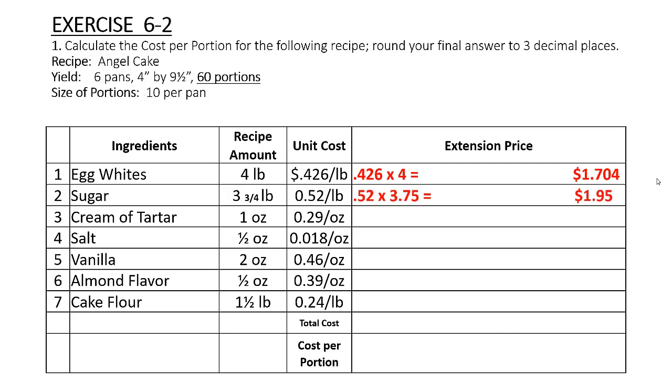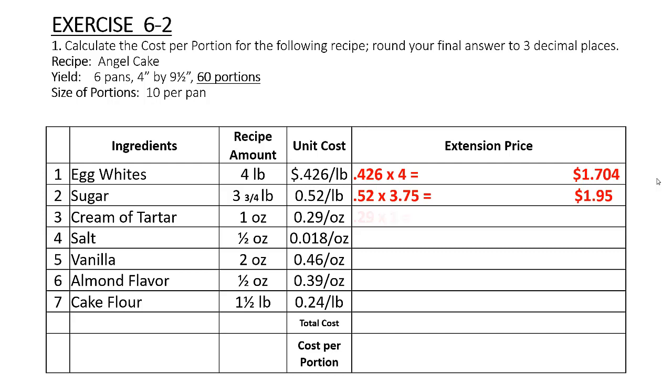We move on to sugar. We paid 52 cents per pound. We need 3¾ pounds. Please, I hope that by now we remembered that 3/4 is equal to 0.75. And if you don't, well, remember, 3 divided by 4 is 0.75, plus the 3 original whole pounds. So the cost of 1 pound, 52 cents, multiplied by the amount of pounds the recipe calls for, 3.75. Our extension price for the sugar is $1.95.